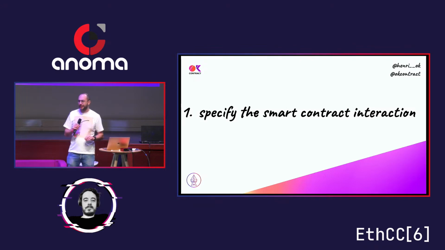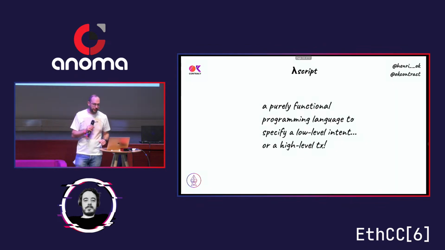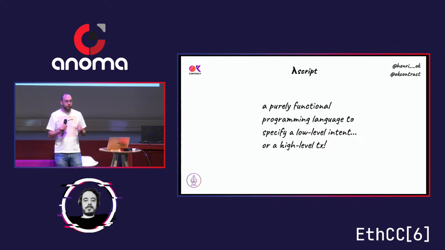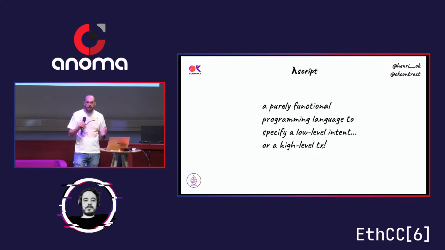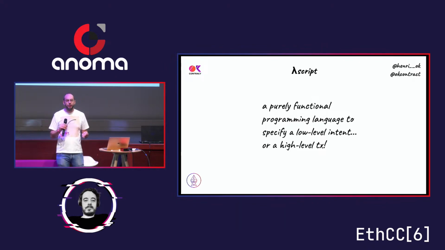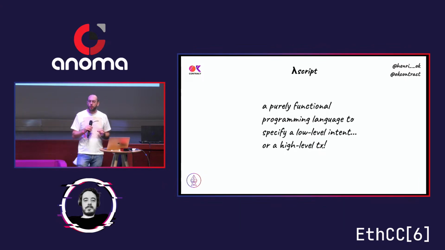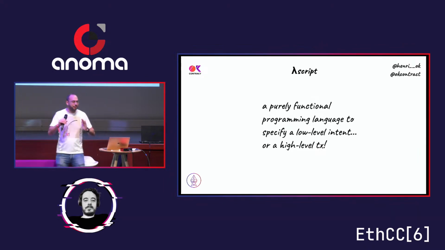So let's start digging in with how we specify the smart contract interaction. For this, we have introduced a new language, which we call Lambda script. Lambda script is a purely functional programming language, and so it has no side effects at all. And this enables automated reasoning and enables static analysis to do very interesting things. And we specify what we call a low-level intent or a high-level transaction. It depends where you put the cursor.